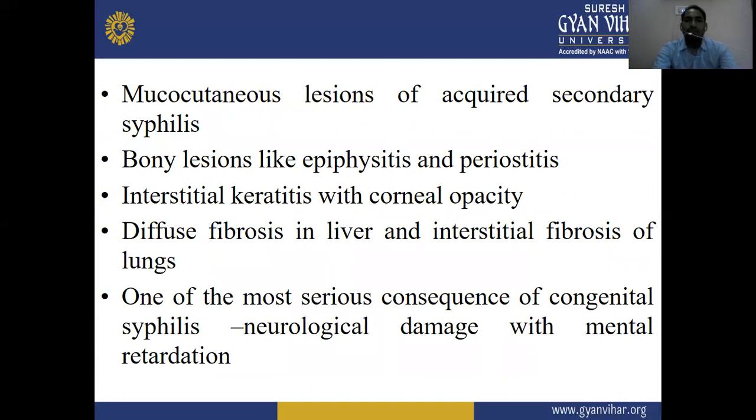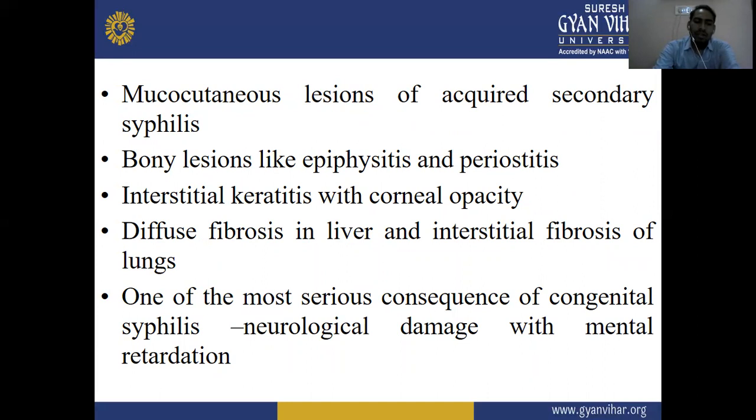Mucocutaneous lesions of acquired secondary syphilis. Mucocutaneous lesions include chancres, herpes simplex virus, and a number of conditions such as candidiasis infections. Next one, bony lesions like epiphysitis and periostitis.